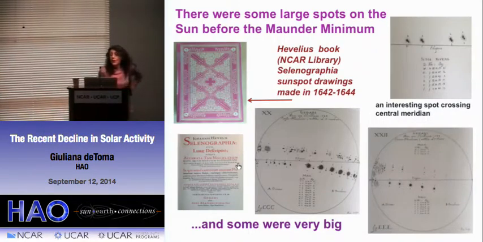And it's very interesting to go over some of the actual drawings made by Hevelius in 1642 to 1644. As we look at the period right before the beginning of the Maunder minimum, we find that there were several sunspots on the sun. Some were quite large, and in fact, some were very large. This is the passage of a large spot group across the solar disk.